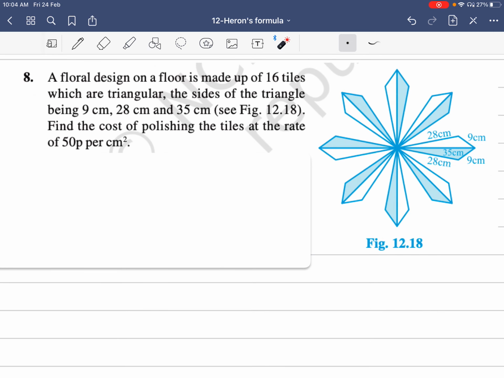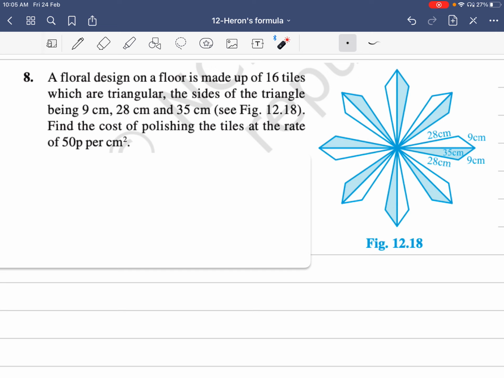A floral design on a floor is made up of 16 tiles, which are triangular, the sides of the triangle being 9, 28 and 35. So this is a floral design that has been made, and the shape of it is triangular. As you can see, it's made up of one triangle only, not different triangles, but the triangles are just arranged in a particular circular manner. So this is the triangle 28, 9, 35, that are the sides of the triangle.